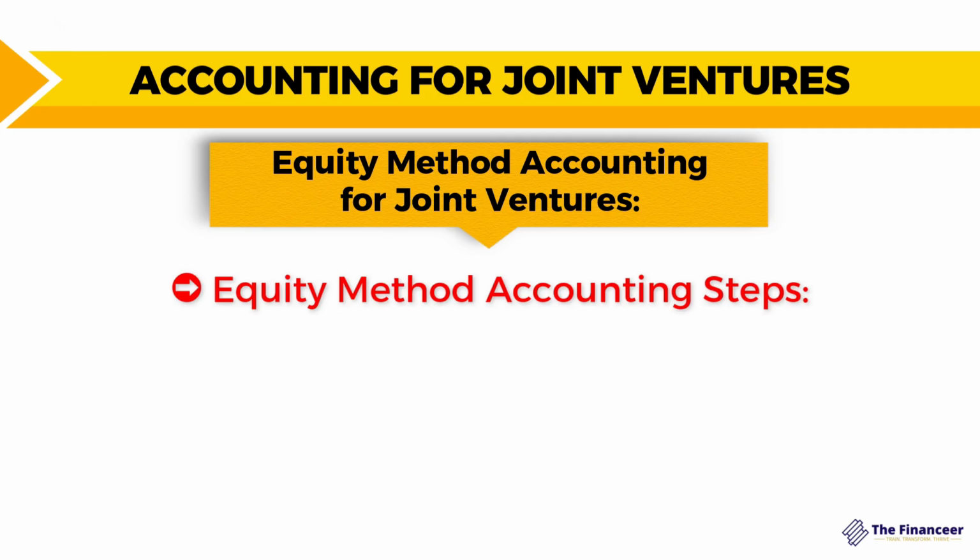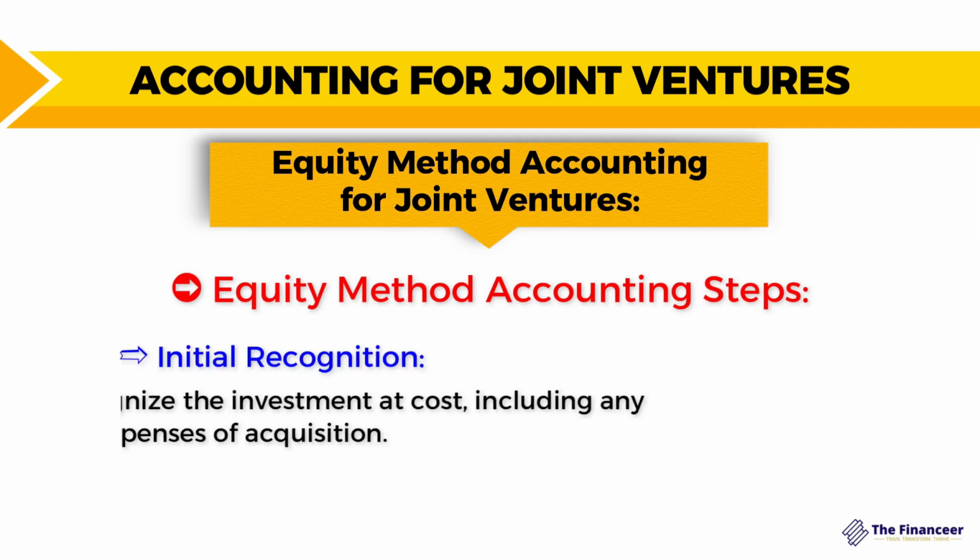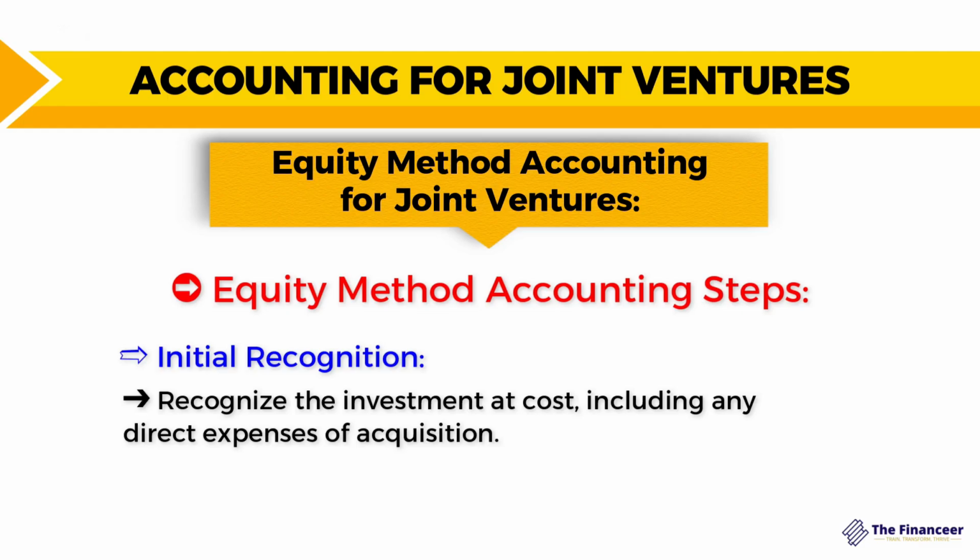So what are the steps of the equity method of accounting? As we explained before, we need initially to recognize the investment at cost, including any direct expenses of the acquisition. So if in your exam or in real life you had an investment in a joint venture and you spent some initial direct costs as a part of the acquisition, such as legal costs, or acquisition costs, whatever the type, all of these initial direct expenses related to the acquisition will be capitalized as part of the value of the investment. So this is the first step, which is initial recognition.